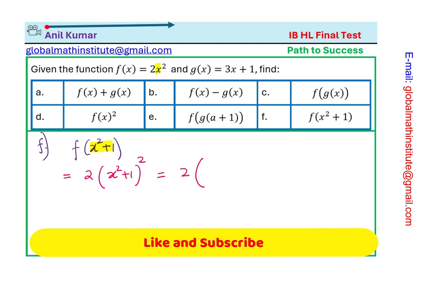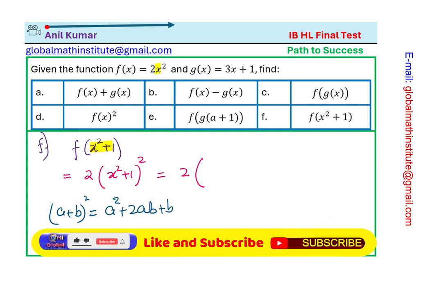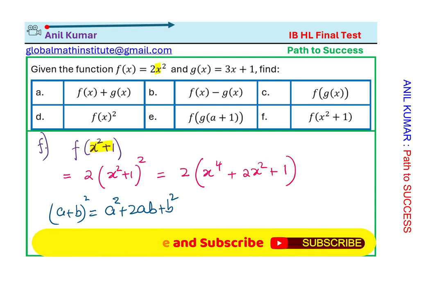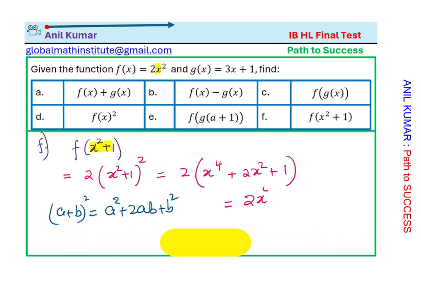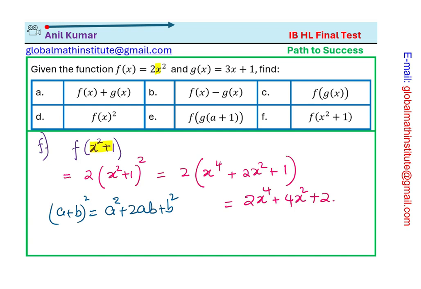2 times a square. So we are using this formula once again. Let me write down the formula. A plus b whole square is a square plus 2ab plus b square. Correct? So we get x to the power of 4 plus twice x square plus 1 square is 1. Now open this up and write the final answer, which is 2x to the power of 4 plus 4x square plus 2. Right? So that is going to be the solution for F.